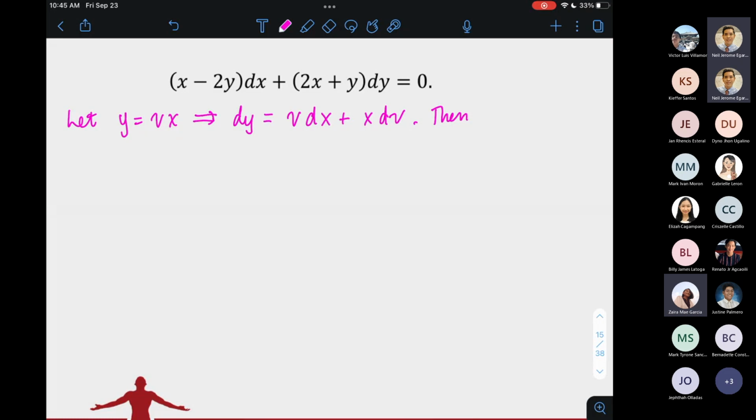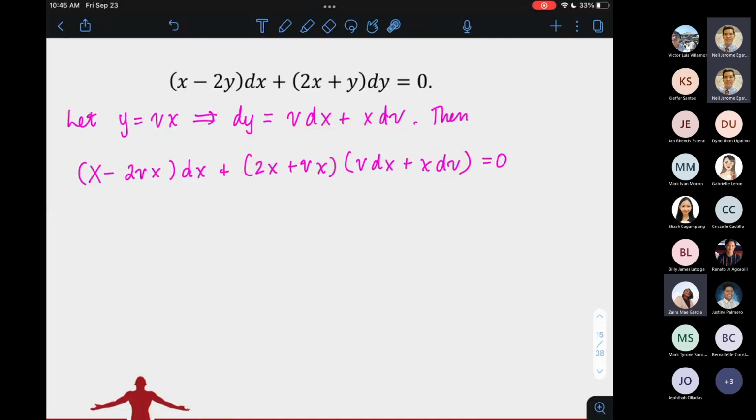So, simulan na natin. So then I'll have x minus 2vx times dx, medyo okay pa itong una, plus 2x, tapos yung y nga, papalitan ng vx. Kaya lang yung dy, mapapalitan ng v dx plus x dv. Okay? Equals 0. Okay? Sana sir may pupuntahan yung pinagagawa mo ha, kasi humaba ngayon. Kasi dito sa second term, magpo-FOIL method ako dyan.